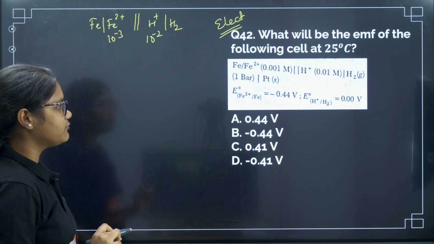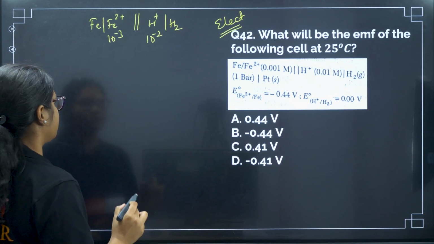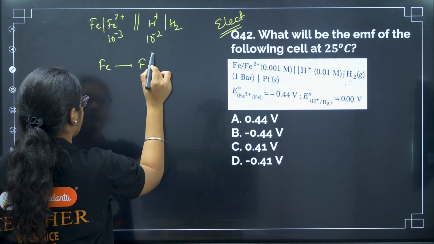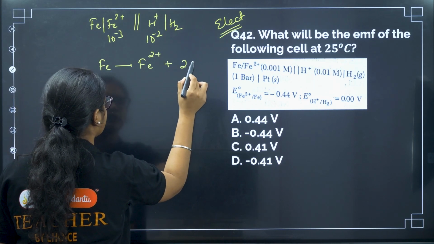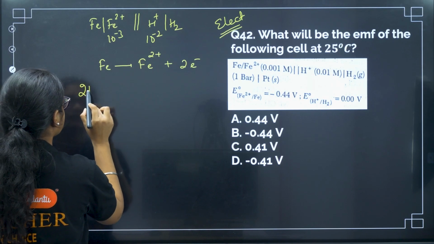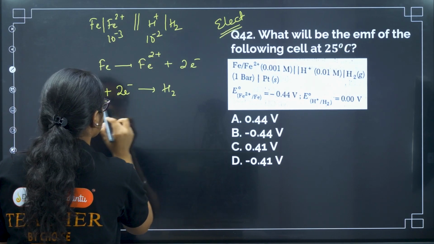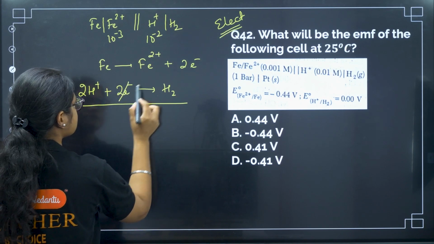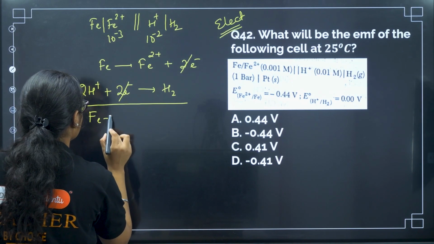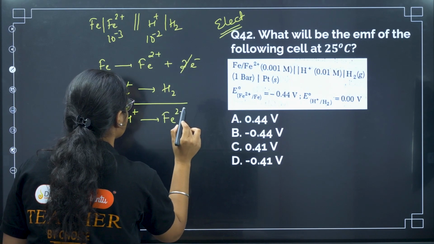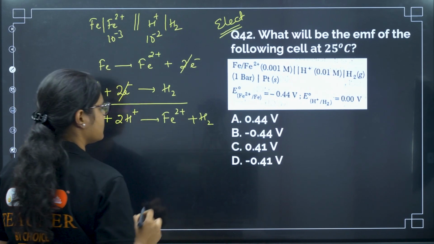First of all, you can write the reactions for balancing them. At the anode, Fe gives Fe2+ plus 2 electrons, and for this one it is 2H+ plus 2 electrons gives H2. Now if I add both the reactions, the electrons will get cancelled. I'll get Fe plus 2H+ giving Fe2+ plus H2, right?